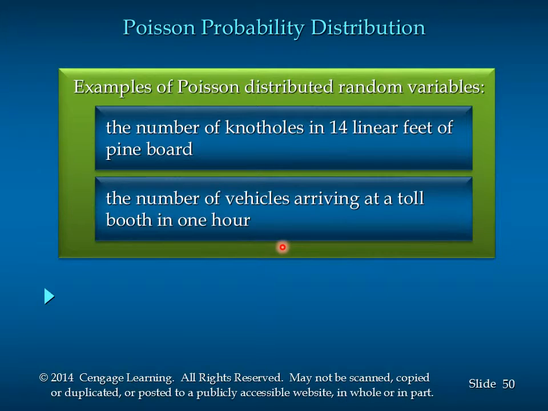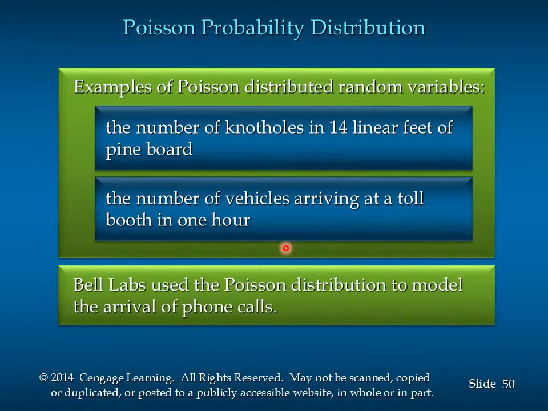Somebody calculated how many toll booths you needed in order to satisfy, let's say, 90% of the demand that comes through those toll booths, using Poisson distribution tables.